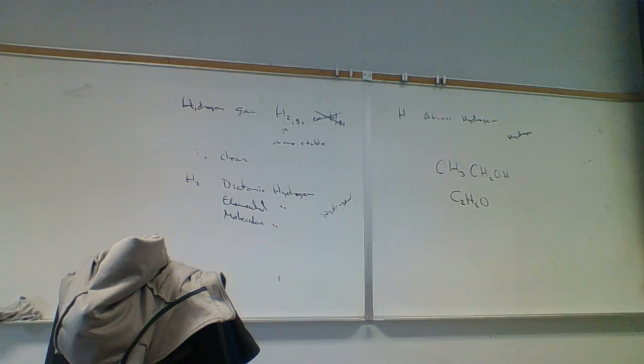What is the molecular formula for dimethyl ether? It'd be C2H6O. So, when I see a formula like this, I don't know, is that ethanol or is that dimethyl ether? Or maybe it's some other isomer.